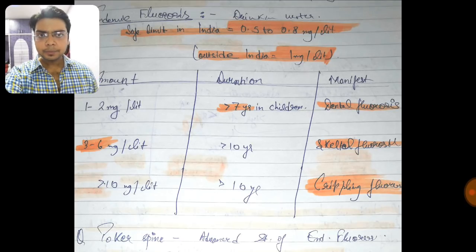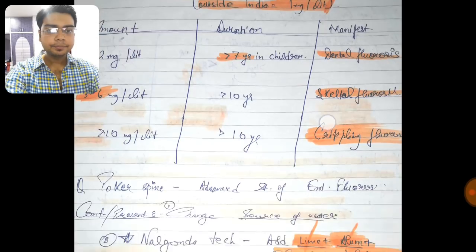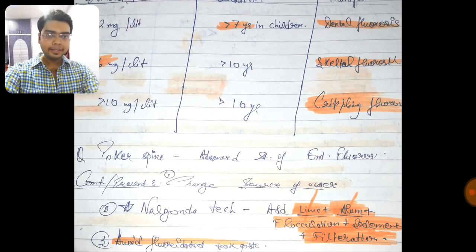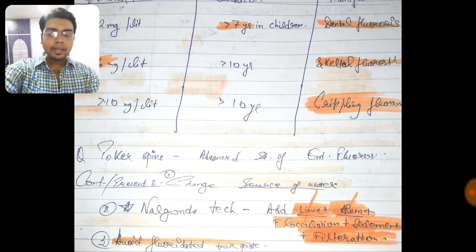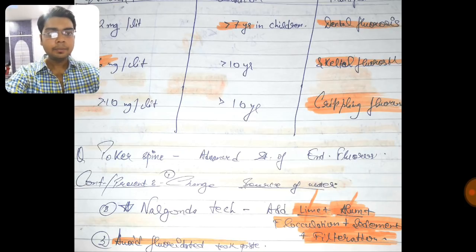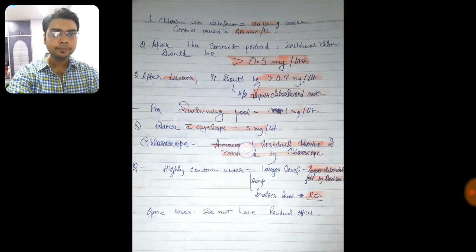Now what is Poker's spine? They have asked once what is Poker's spine. It is an advanced stage of endemic fluorosis. Now what techniques are used to prevent fluorosis? You all know the Nalgonda technique, where you add lime and alum and you do flocculation, sedimentation and filtration.